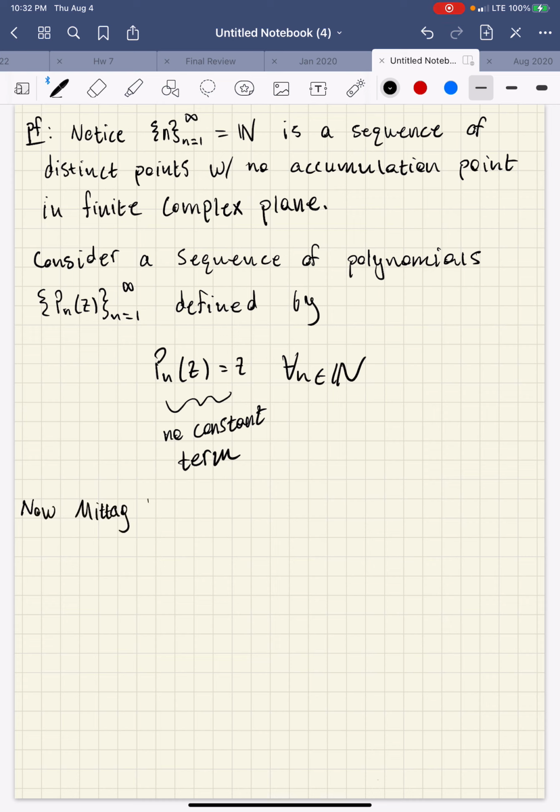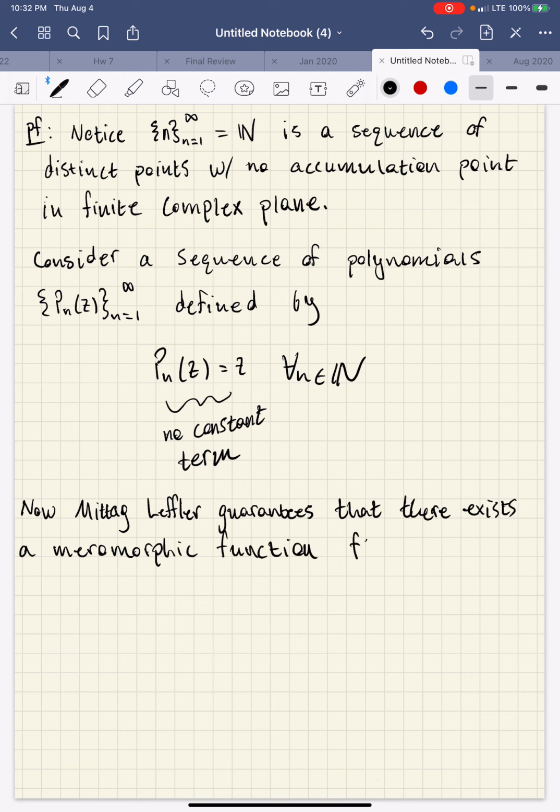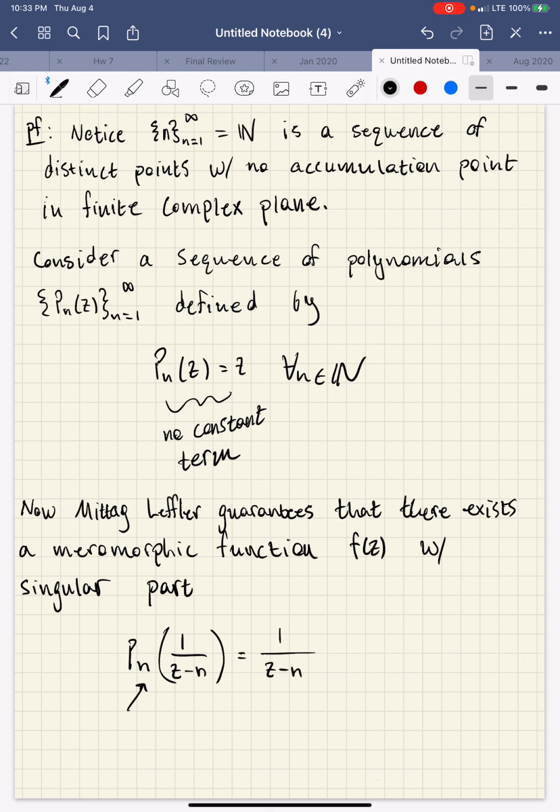Now Mittag-Leffler guarantees that there exists, let's write this out fully, a meromorphic function f of z with singular part p sub n of 1 over z minus n, and since these polynomials p sub n are just the identity map, this is actually just 1 over z minus n, and this applies for all the locations, so for all n in the natural numbers.